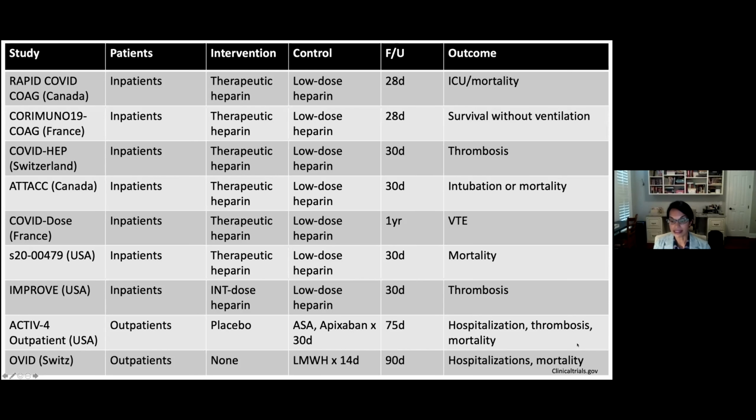Finally, I've compiled a list of major clinical trials that we eagerly await the results of over the next 6 months. These are global, multi-center trials. Most are focused on inpatients, and the last 2 are enrolling outpatients. You see that the inpatient trials are looking at escalating doses of anticoagulation, while the outpatient trials are comparing prophylaxis to no prophylaxis. And I look forward to updating this slide when results are available.